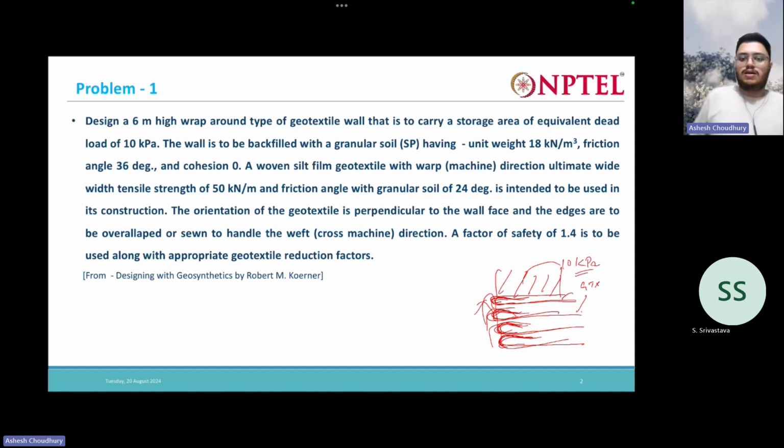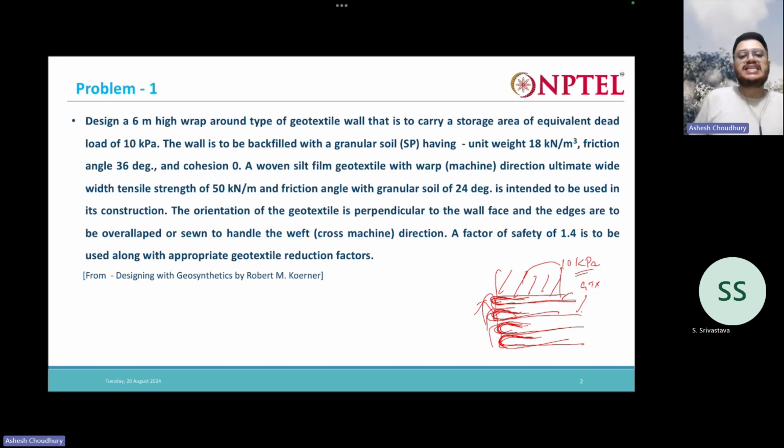Okay. The wall is backfilled with a granular soil, poorly graded sand, SP, right? Poorly graded granular soil, having unit weight 18 kN per meter cube, friction angle 36 degrees, cohesion 0. Okay, friction angle is 36 degrees, cohesion is 0.